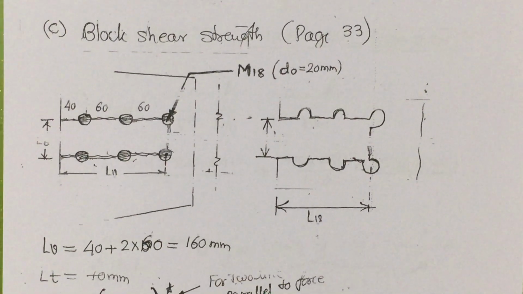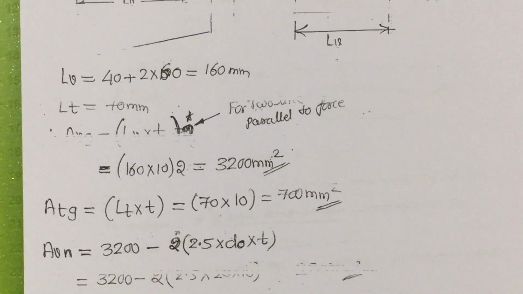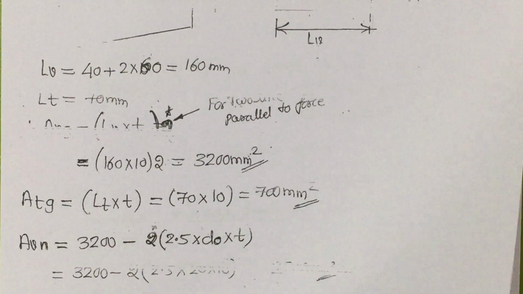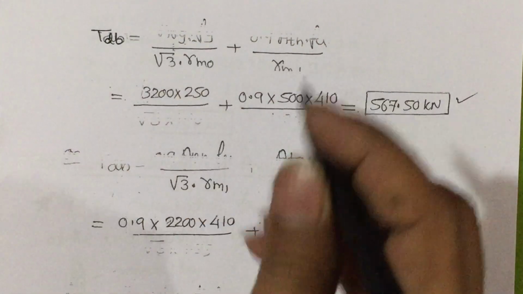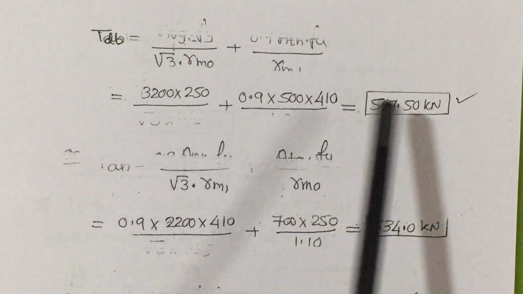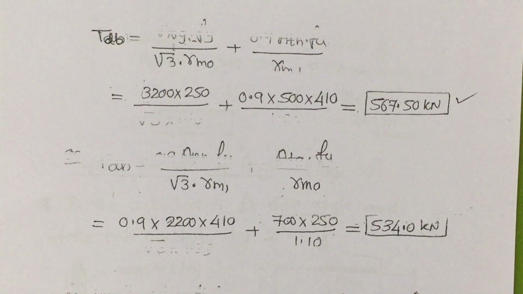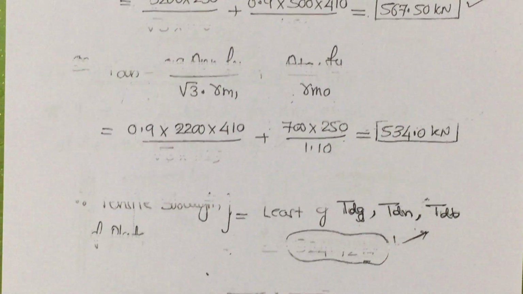If we come to the block shear strength, here 2 chains of bolts are provided. Then calculate the necessary parameters like length, then area, then go with the formula TDB. We have 2 formulas, so calculate 2 values. Therefore, tensile strength will be the least value of TDG, TDN and TDB. So, you are going to get the least value.